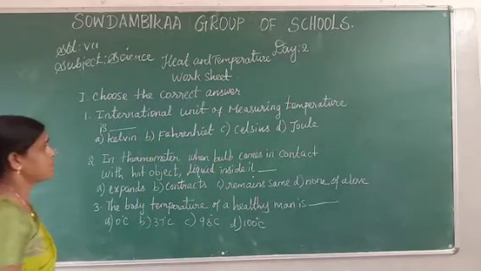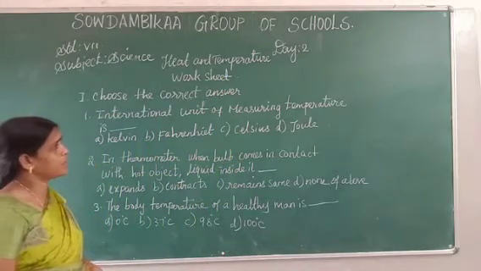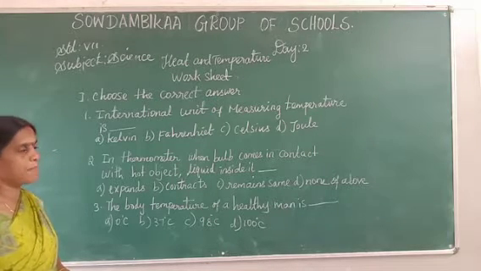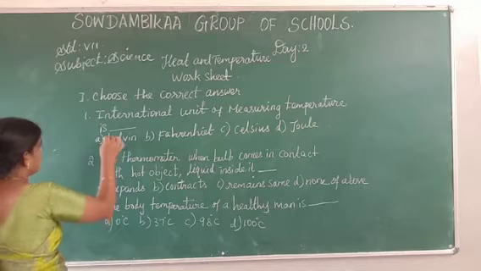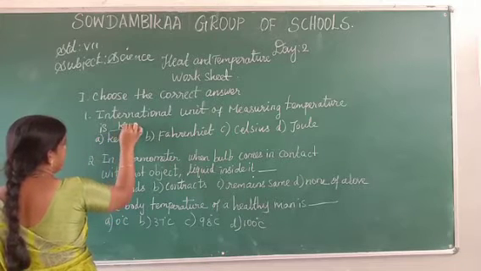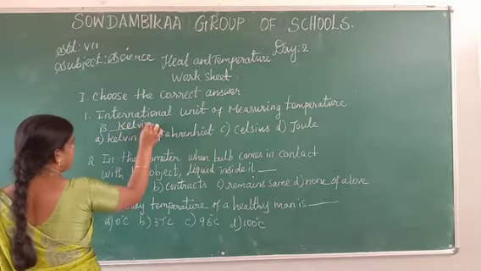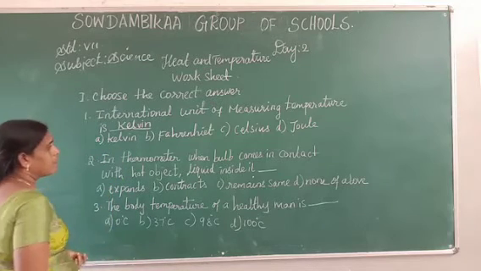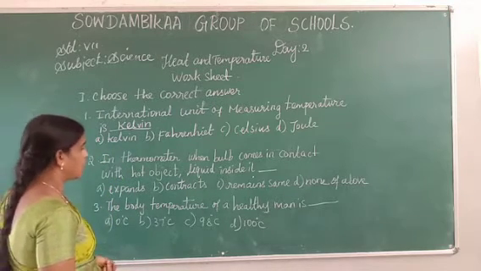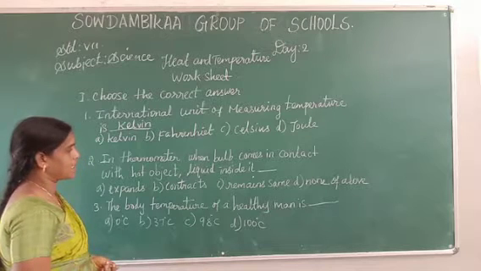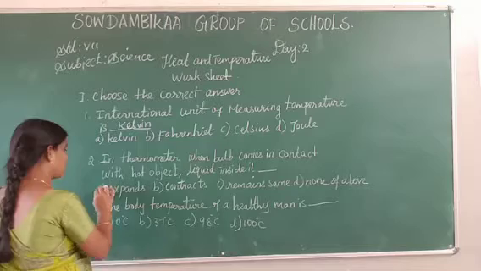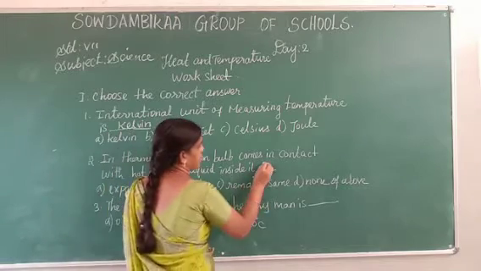What is the first question? The international unit of measuring temperature is, this is the unit of the temperature. Kelvin, very good. K-E-L-V-I-N, Kelvin. Okay. The second one: in a thermometer, when the bulb comes in contact with a hot object, the liquid inside it expands. What is the answer? Expands.